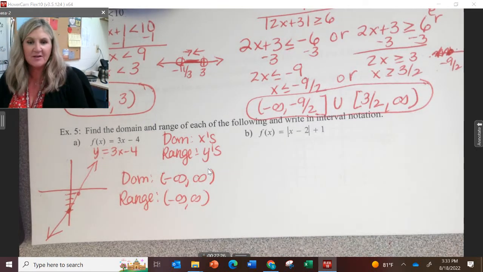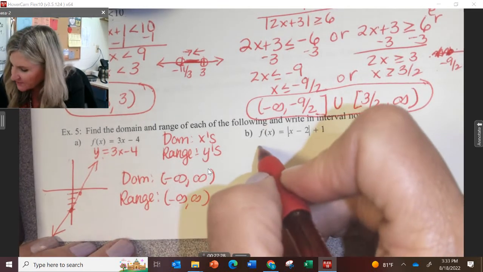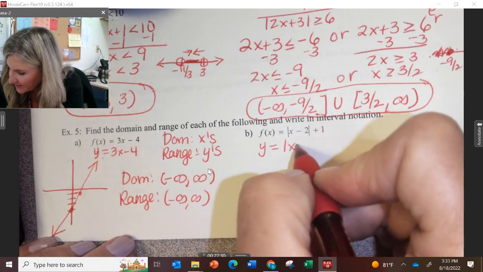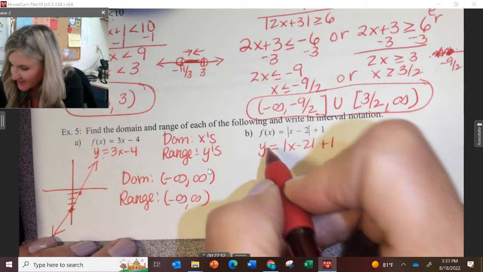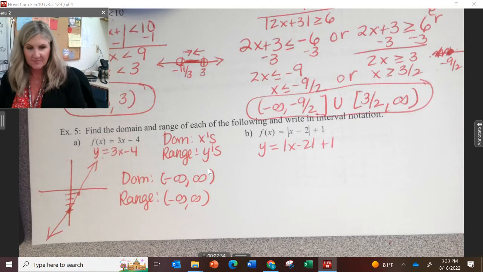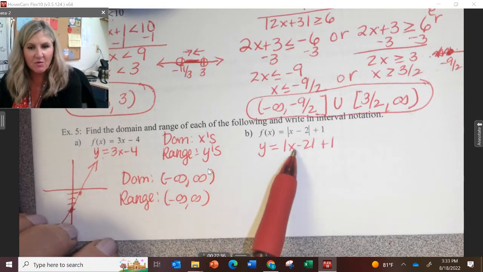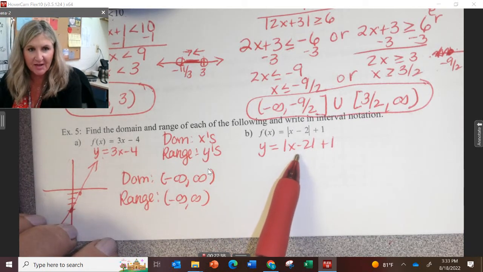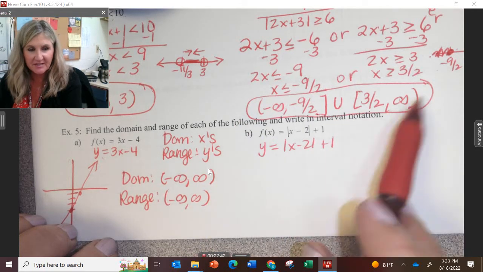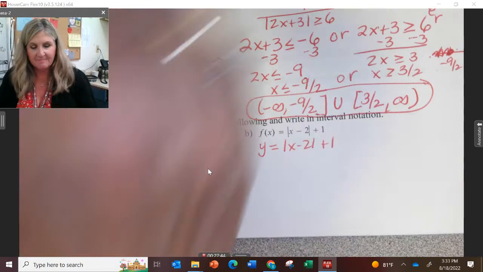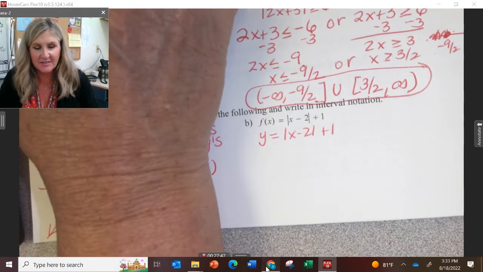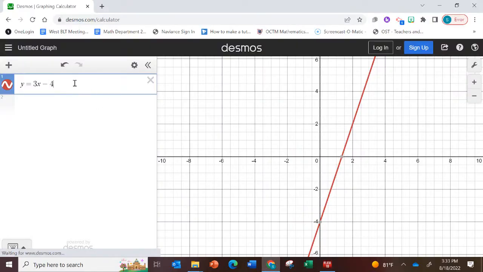All right, does everybody know this function? This function is y equals the absolute value of x minus 2 plus 1. F of x is just y. Do you guys know what an absolute value function should look like? It should just be a V shape, isn't it? It's a V shape. If you've forgotten that, you can go to Desmos and look at it. What does an absolute value function look like?